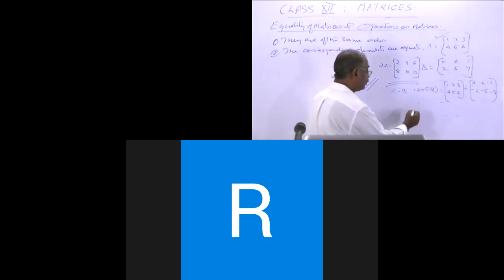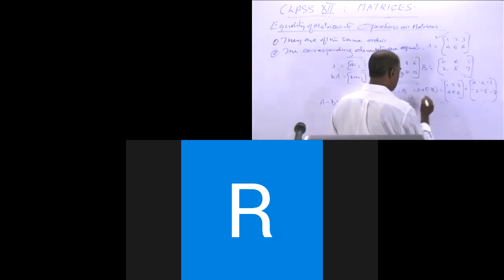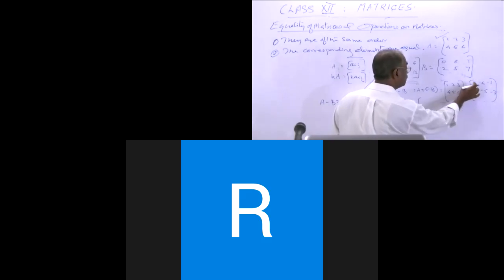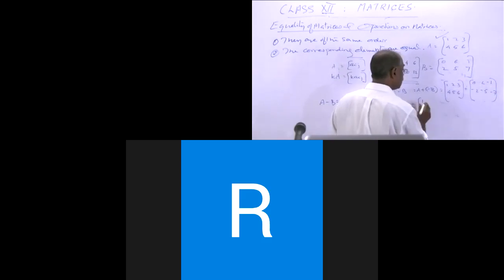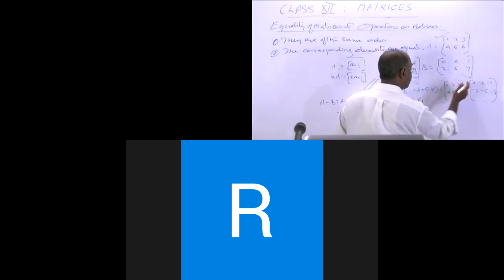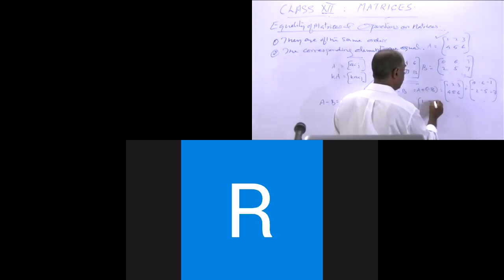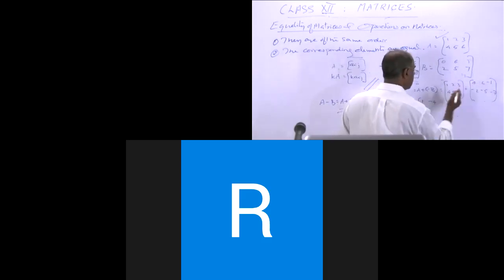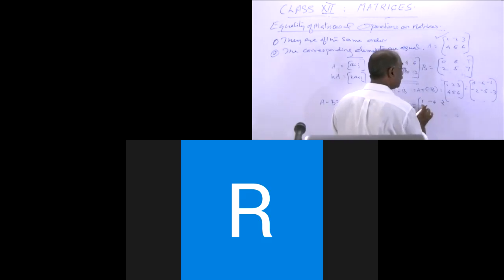And this is equal to 1 plus 0, which is 1. 2 plus minus 6, which is minus 4. 3 plus minus 1, which is 2. Then 4 plus minus 2, 2. 5 plus minus 5, 0. 6 plus minus 7, minus 1.